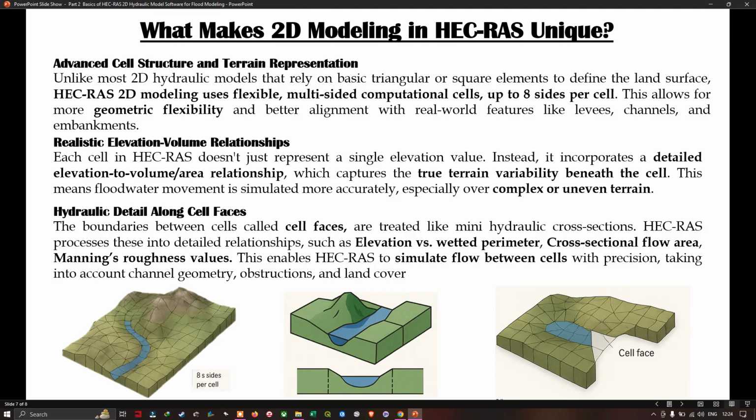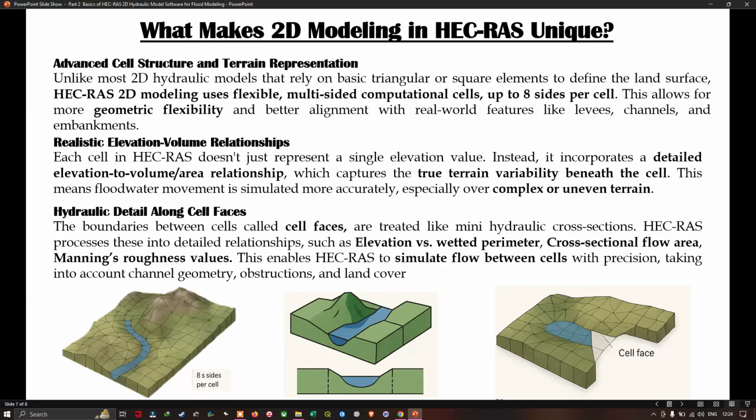And second is the realistic elevation-volume relationships. Each cell in HEC-RAS doesn't just represent a single elevation value. Instead, it incorporates a detailed elevation to volume and area relationship, which captures the true terrain variability beneath the cell. This means the floodwater movement is simulated more accurately, especially over complex or uneven terrain.